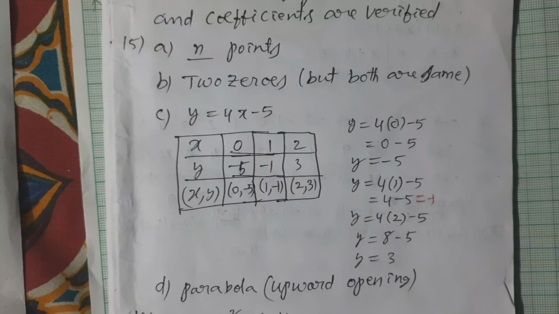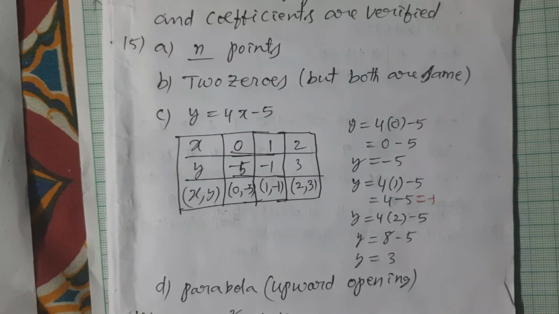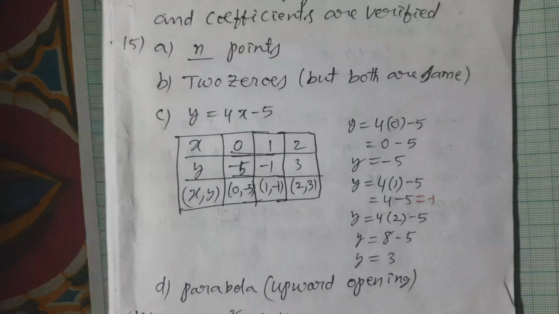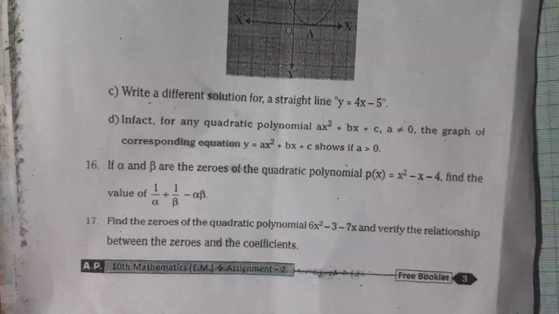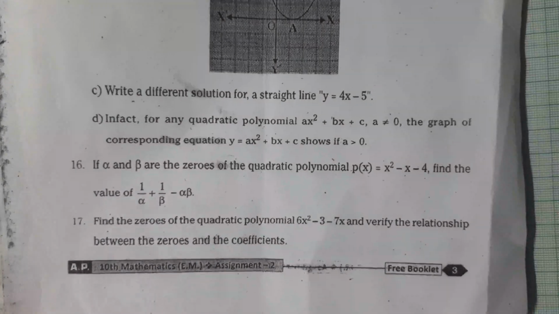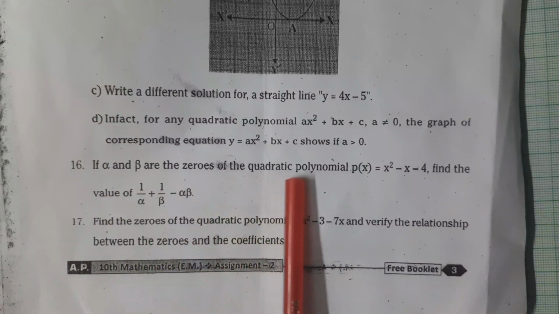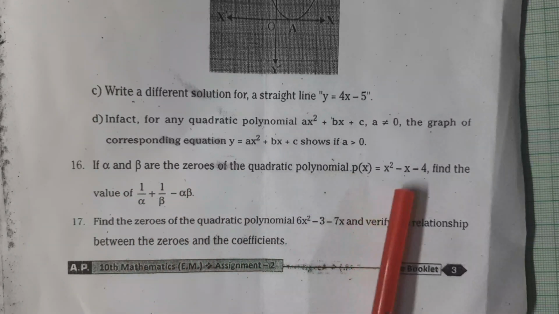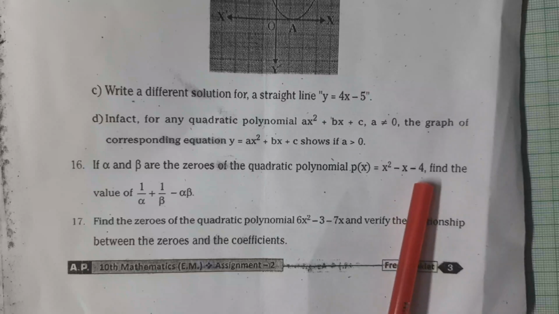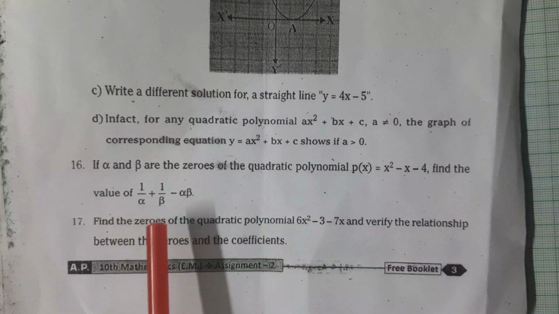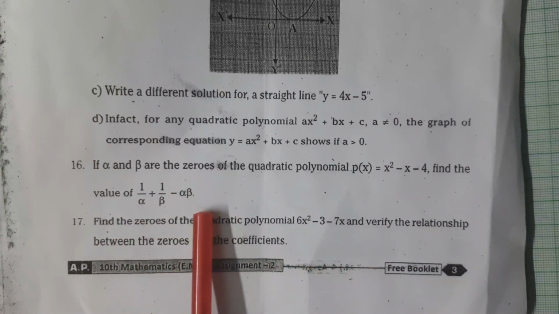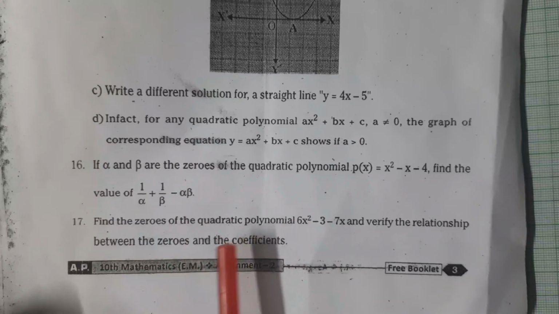So the 16th question, this is the twisted question as per R.D. Sharma model given. So these are CBSE model questions. If alpha beta are the zeros of the quadratic polynomial p of x is equal to x square minus x minus 4, find the value of 1 by alpha plus 1 by beta minus alpha beta. This is the given question.